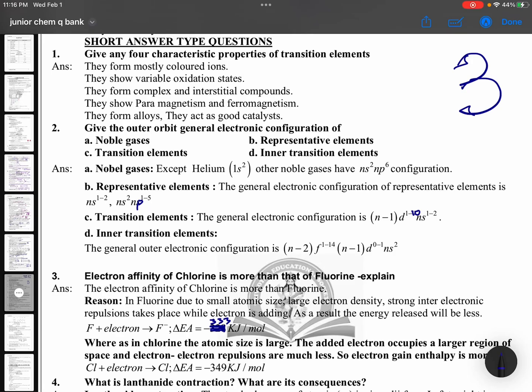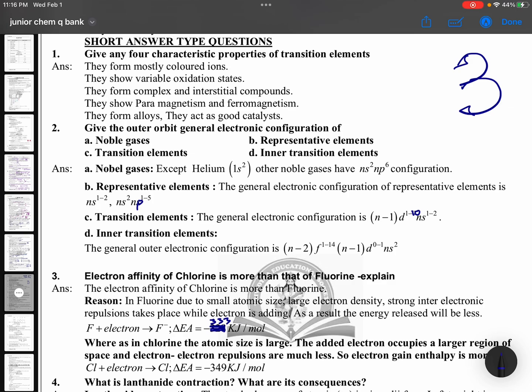Periodic properties, intermediate public examination, CBSE board examination, for all these class 11 periodic properties, short answer type questions. Give any four characteristic properties of transition elements. Five are given, so you remember any four.